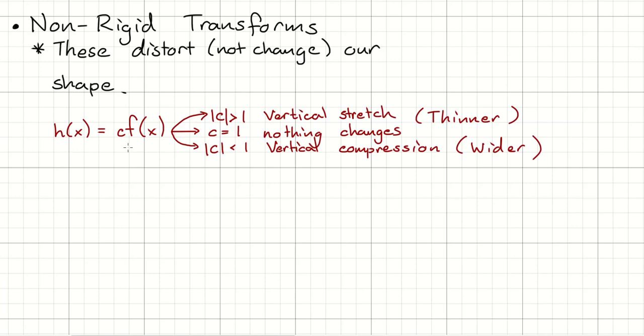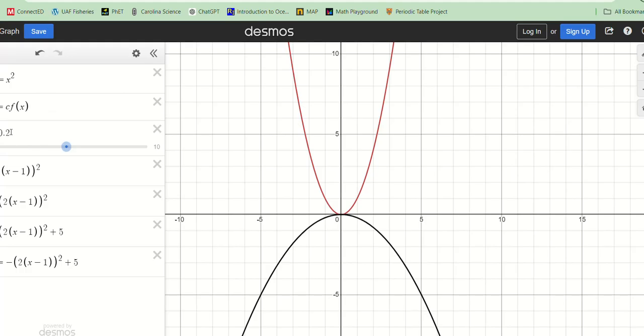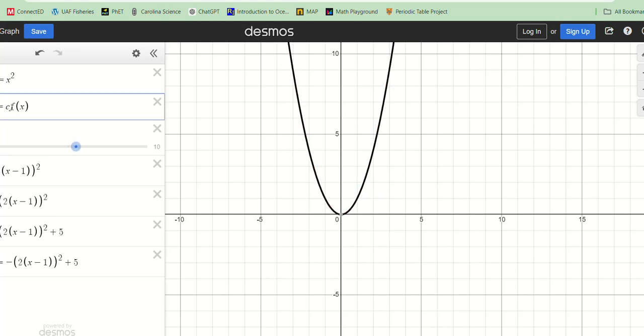Okay. Now, that was one option. I put c outside. I'm going to change it back to 1 so that nothing changes. What's the other option? Where else could I put c?